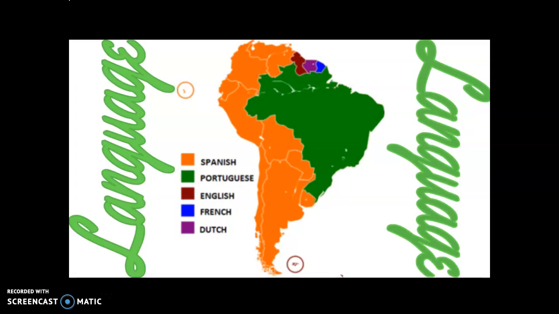Languages, almost all is Spanish because of the Spanish colonization and controlling most of South America. The Portuguese, however, controlled Brazil, so they speak Portuguese. Guyana is English. The middle one there, Suriname, is Dutch. And then the blue one is French Guiana, and of course they speak French.